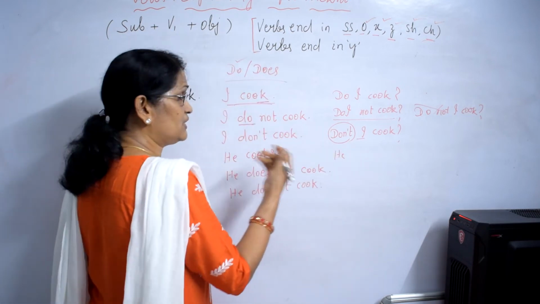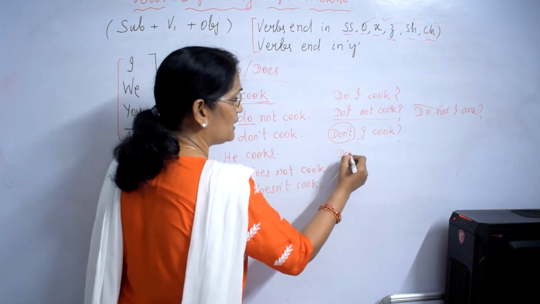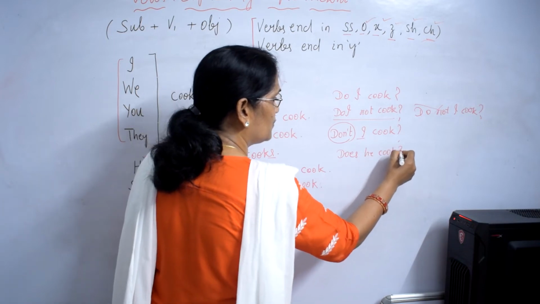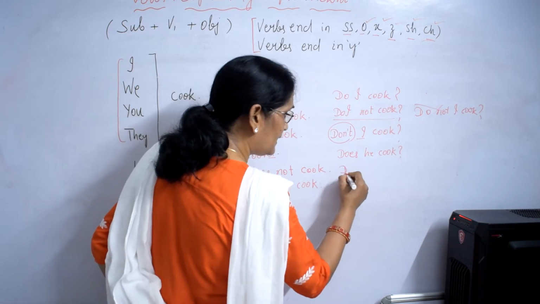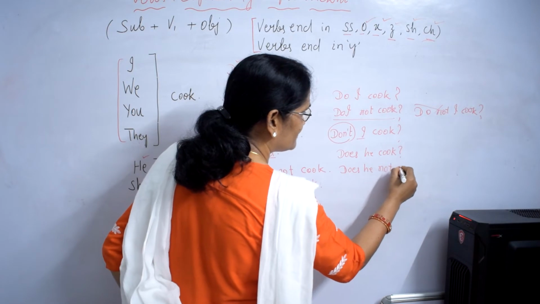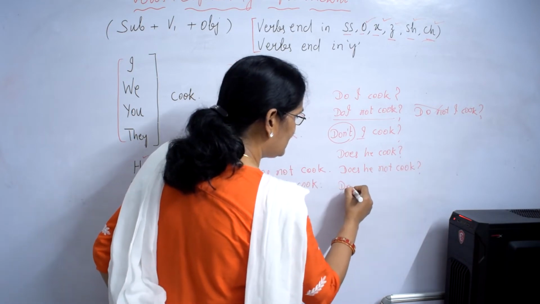The same way, he cooks. Its interrogative will be what? Does. Cooks is there. So, does he cook? Does he cook? Okay. And its negative interrogative: does he not cook? Another way, doesn't he?